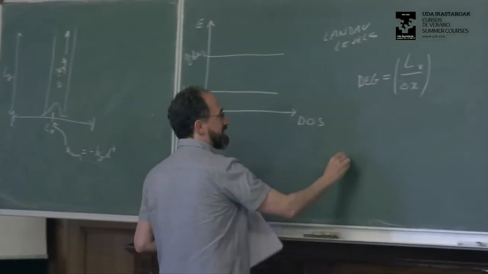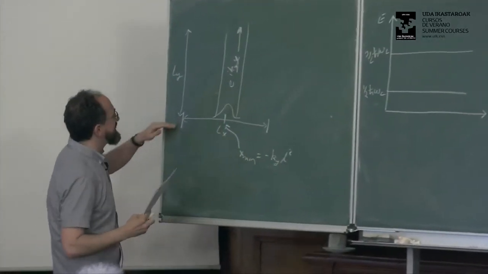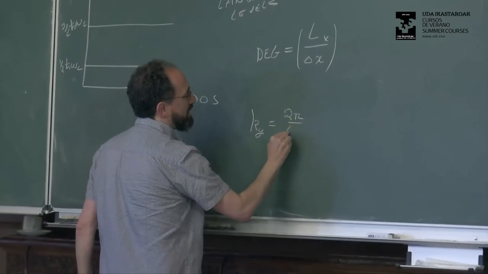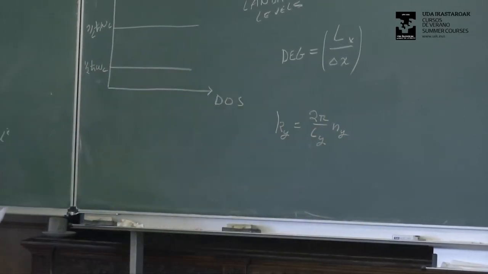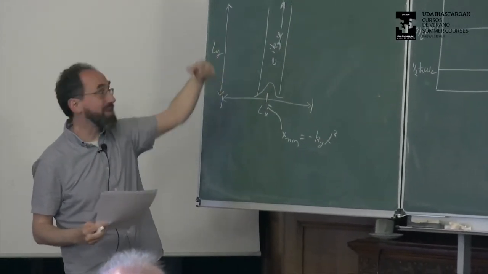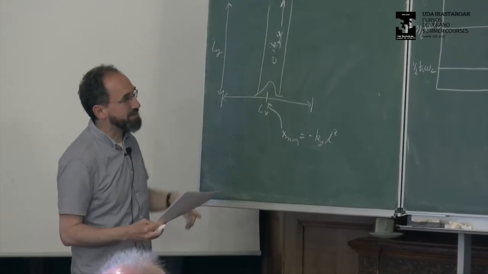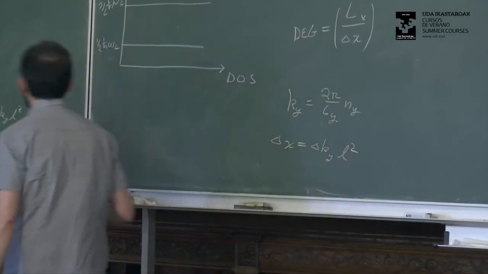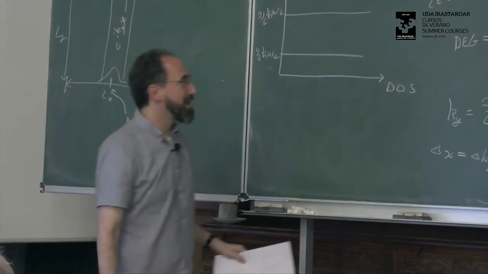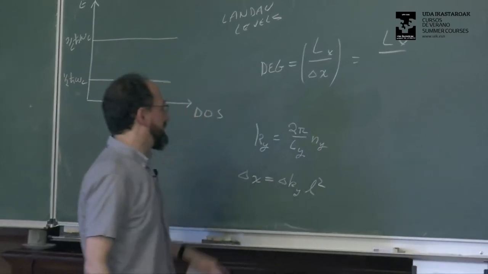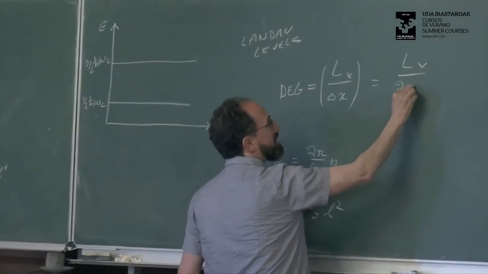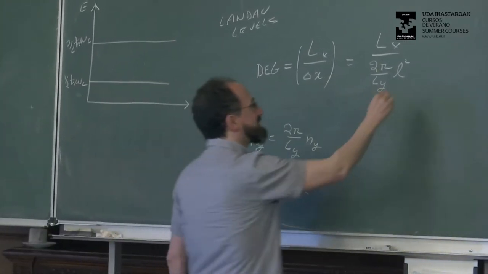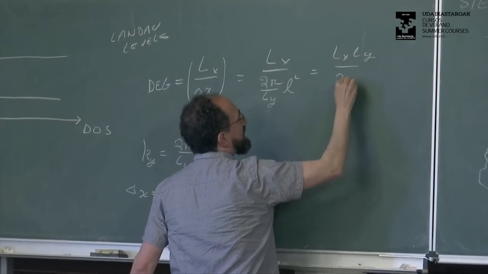Well, as we usually do in quantum mechanics, in solid state, we take the distance in the y direction to be periodic. So the ky becomes quantized as 2 pi over ly times an integer. That's so that the plane wave going this direction has to bite its own tail when it comes back to itself. So we're really thinking about something that's a cylinder that wraps around in this direction. So the spacing, delta x, is delta ky times l squared, because x is related to ky by a factor of l squared. So the degeneracy is then lx over the spacing of x. Delta ky is 2 pi over ly, then times l squared. And then we can simplify this to lx times ly over 2 pi l squared.